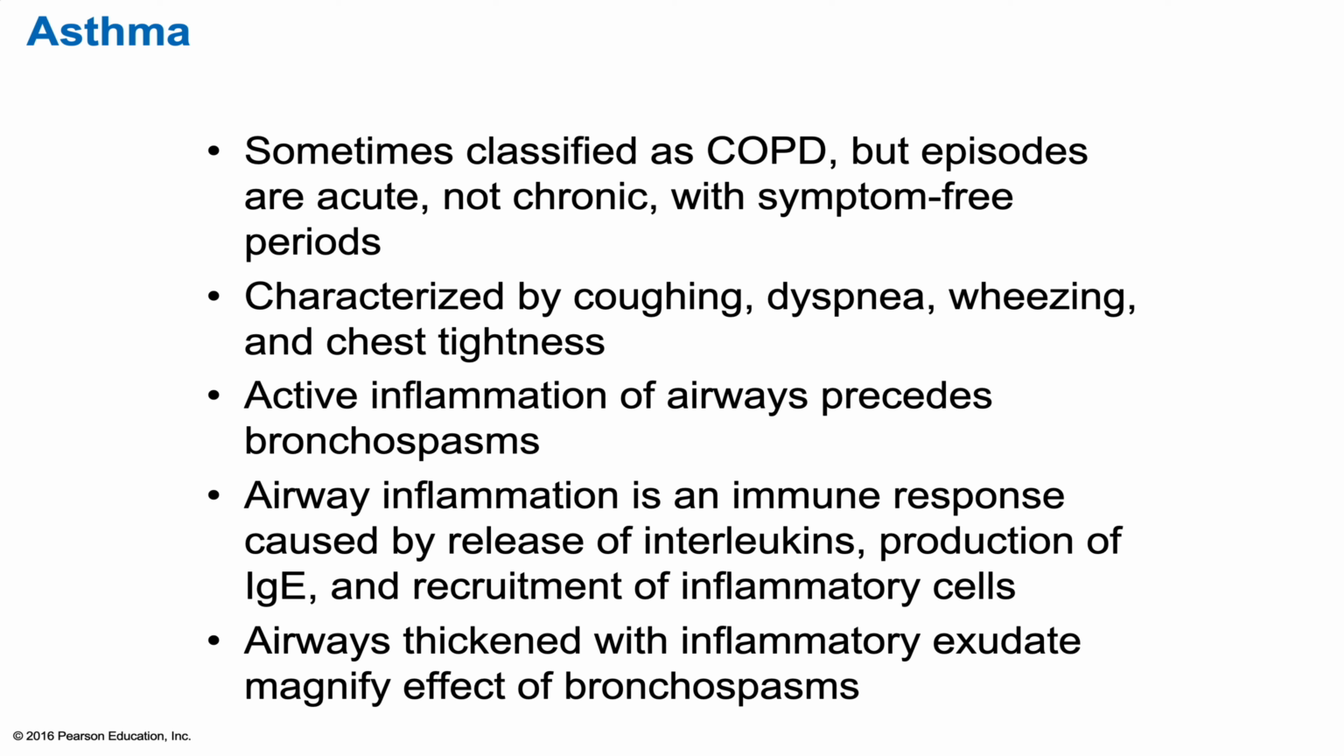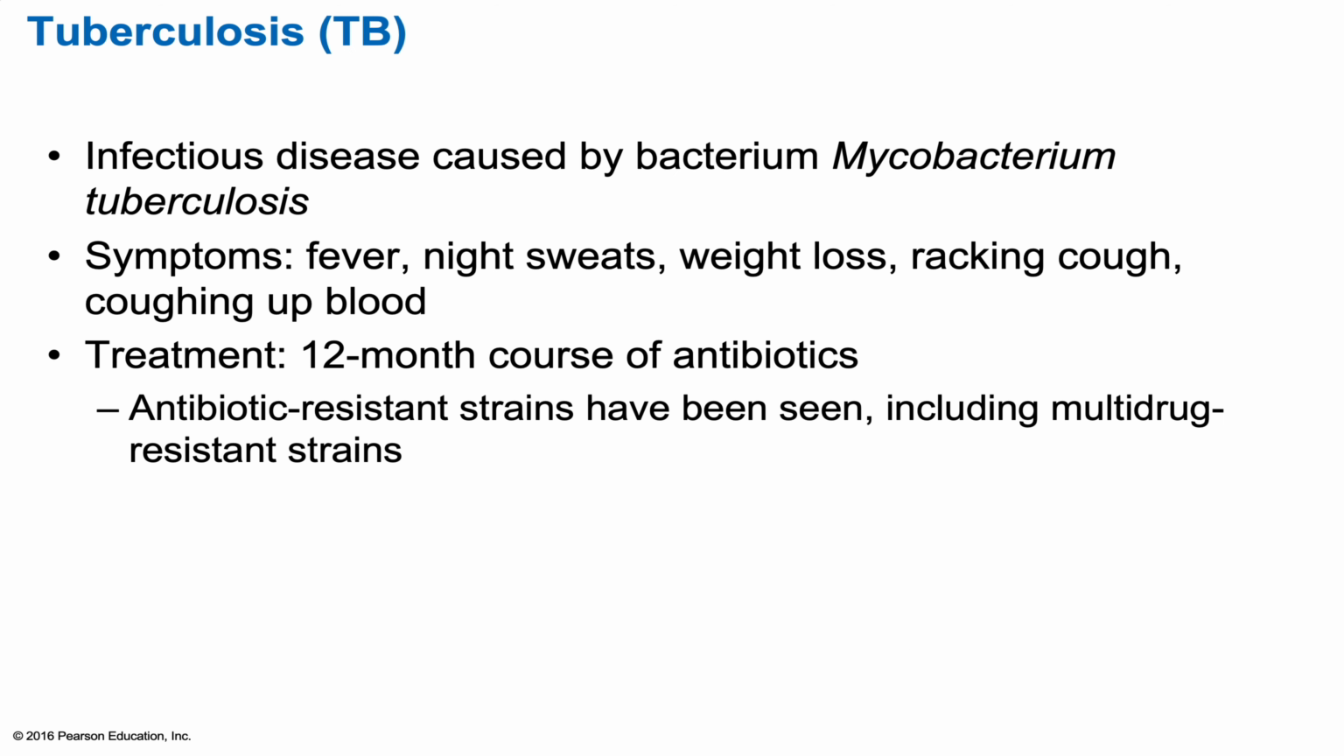Initially, it was thought to be a consequence of bronchospasms triggered by factors such as cold air, exercise, or allergens. Later, researchers found that in allergic asthma, active inflammation of the airways comes first. The inflammation is an immune response controlled by a subset of T lymphocytes that stimulate the production of IgE antibodies that recruit inflammatory cells to the site. Once the airway walls are thickened with inflammatory exudate, the effect of bronchospasm is vastly magnified and can dramatically reduce airflow. Moving on to tuberculosis.